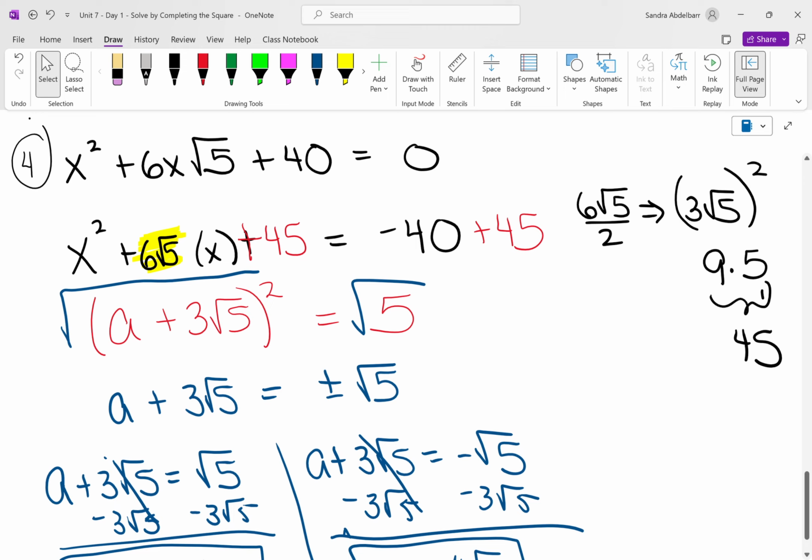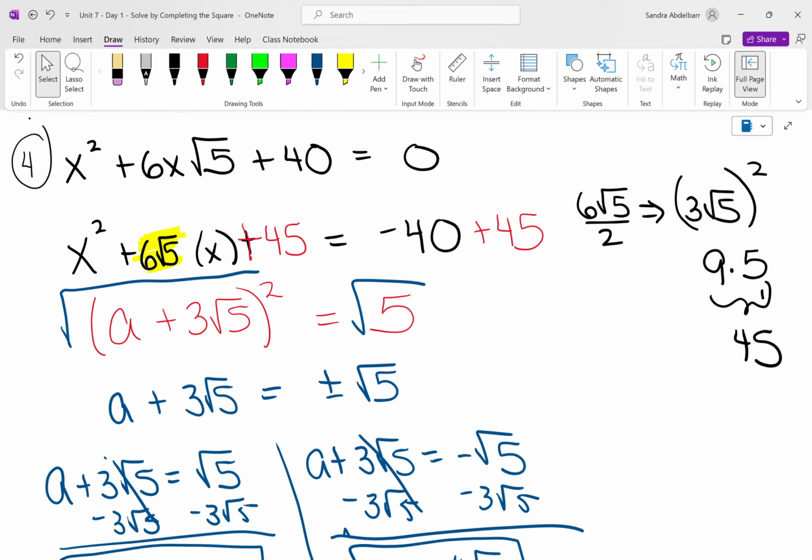You don't see how I made the 3 root 5 connection? So do you understand that this is going to be A plus B quantity squared? Because we completed the square, so we made it into this. So now we know our A is X, right? So now our B is going to be the square root of 45.